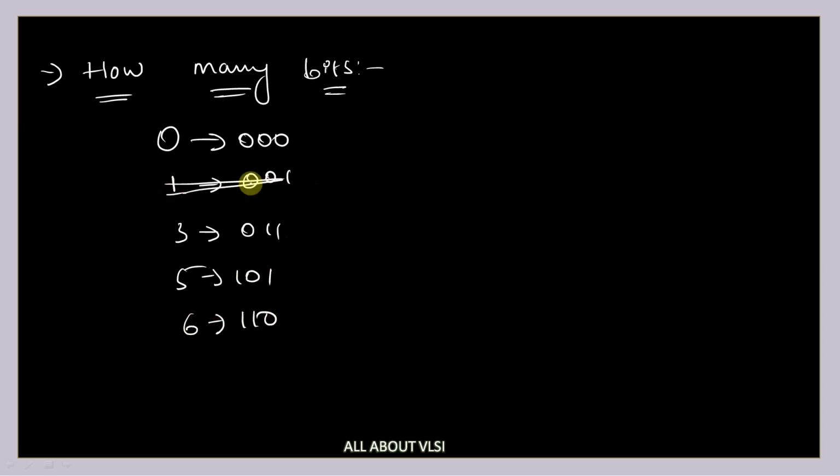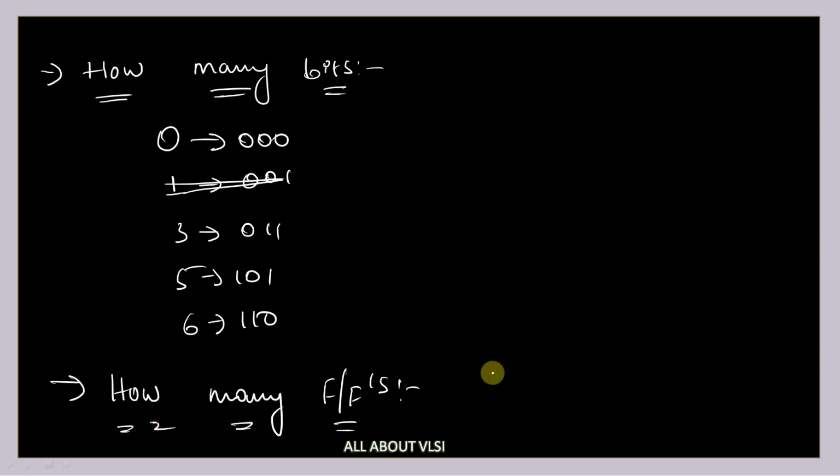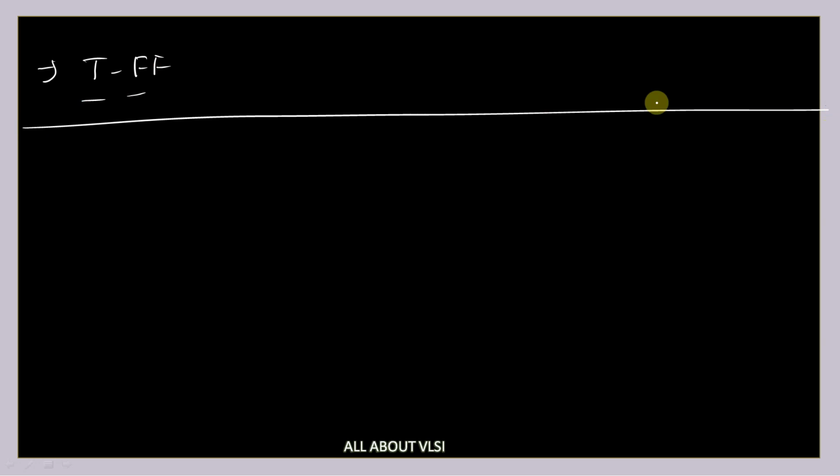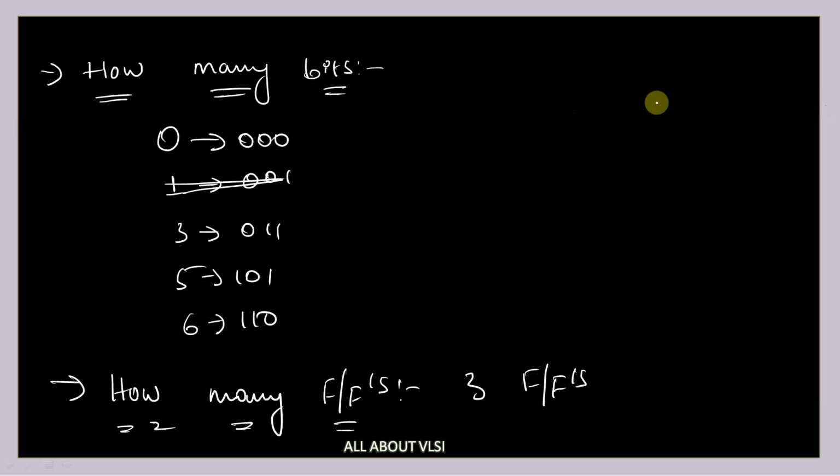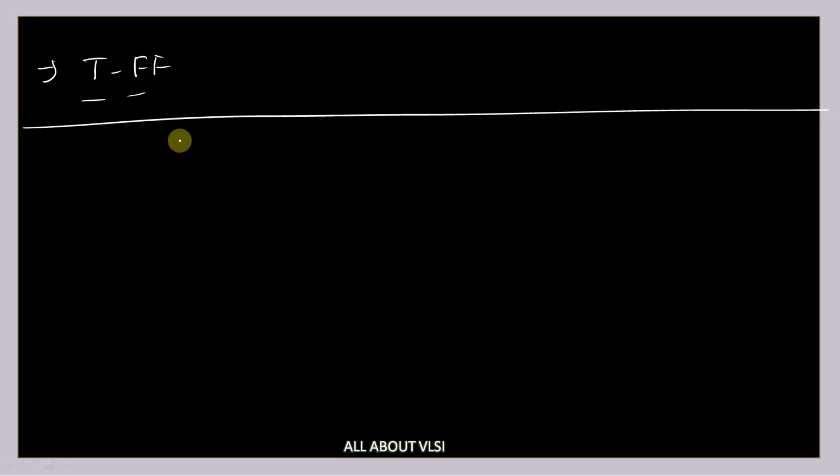Now, how many flip-flops do we need? Three flip-flops, exactly. For n bits, we need n flip-flops, so for 3 bits we need 3 flip-flops. I'm going to use a T flip-flop because my design will be easier. If you want, you can follow a JK flip-flop or a D flip-flop.